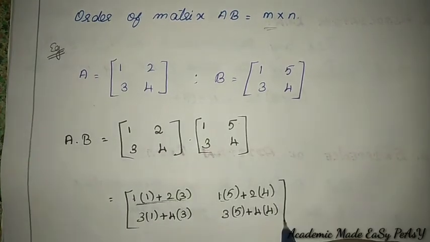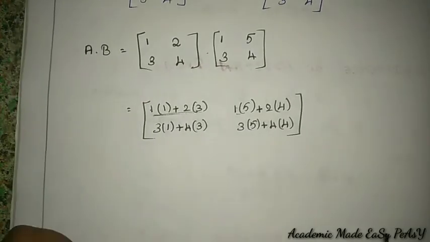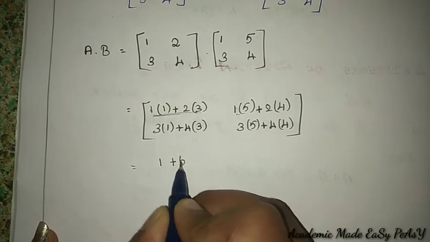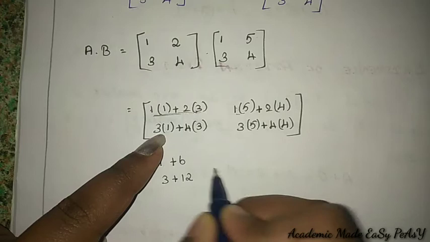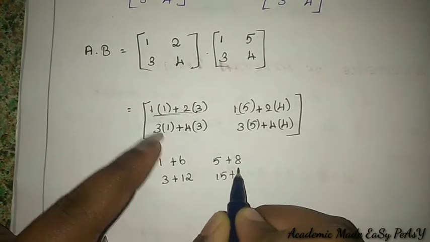So this is what your matrix is. Now you can multiply and then add to get the answer. So 1 plus 6. Next here it is 3 plus 12. 5 plus 8. 15 plus 16.